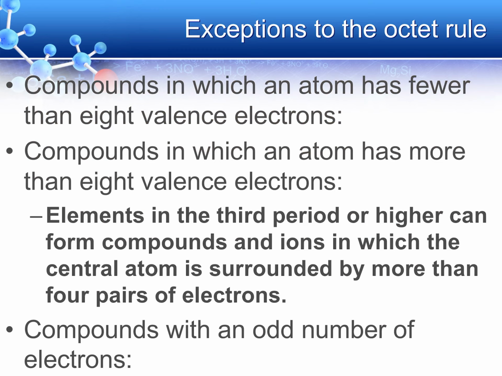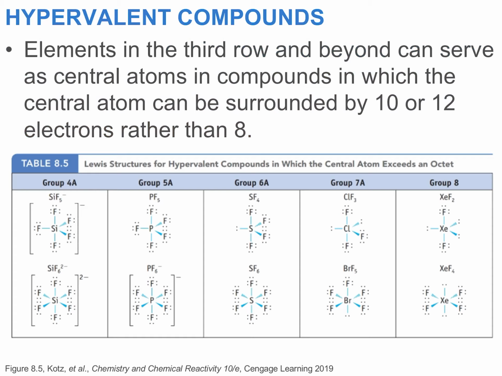So let's go on to another example. So how about atoms that have more than 8 valence electrons? So these are elements in the third period or higher. So they can form compounds and ions in which the central atom is surrounded by more than 4 pairs of electrons. So let's look at examples here.